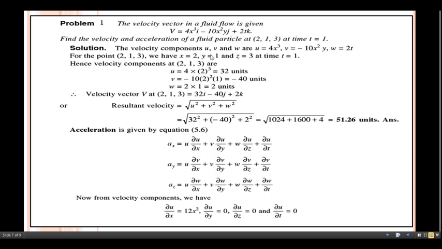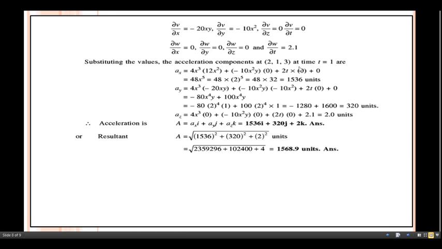Here this indicates the value of x, y and z at time t equals 1. So here we can just substitute the value of the x term, and if you see the next term, this term is 0. Just after simplification we can get the acceleration value towards the x direction. In this way I can get the value for the acceleration as 1536 units.